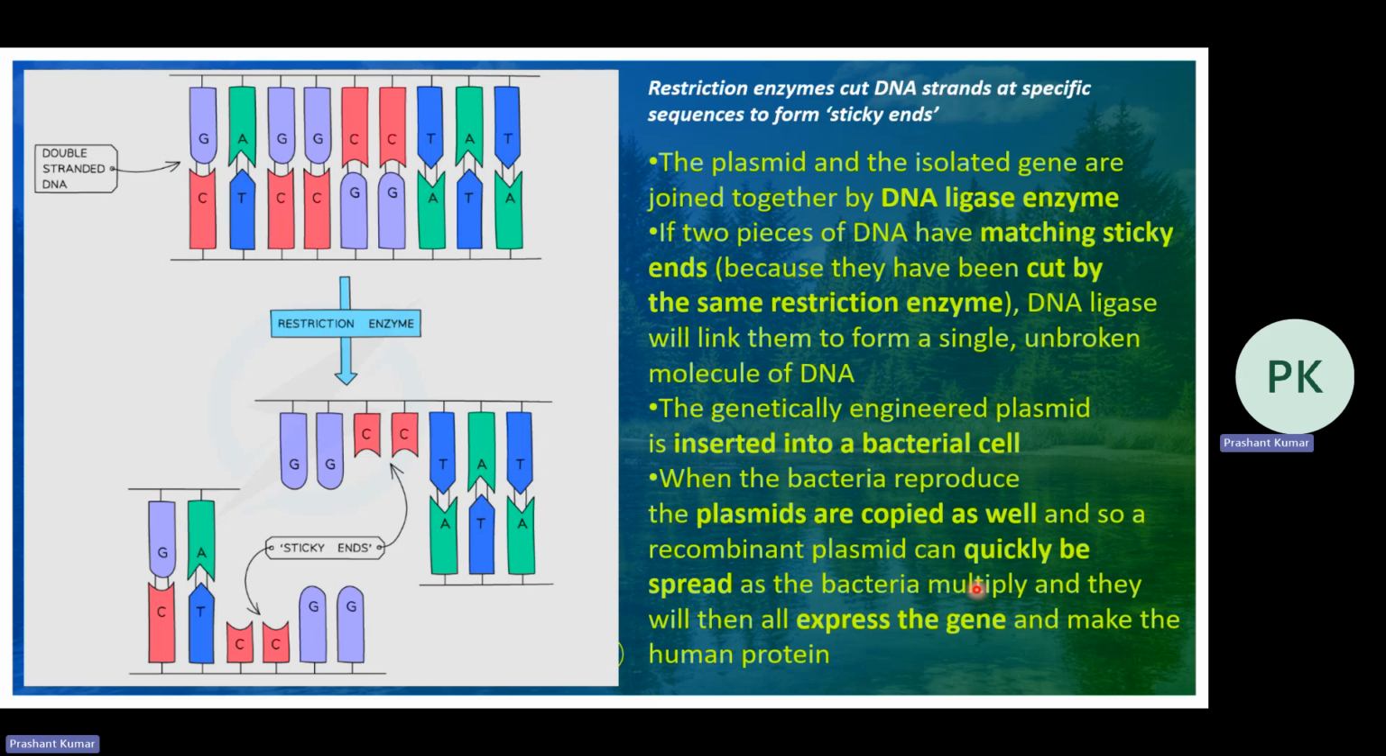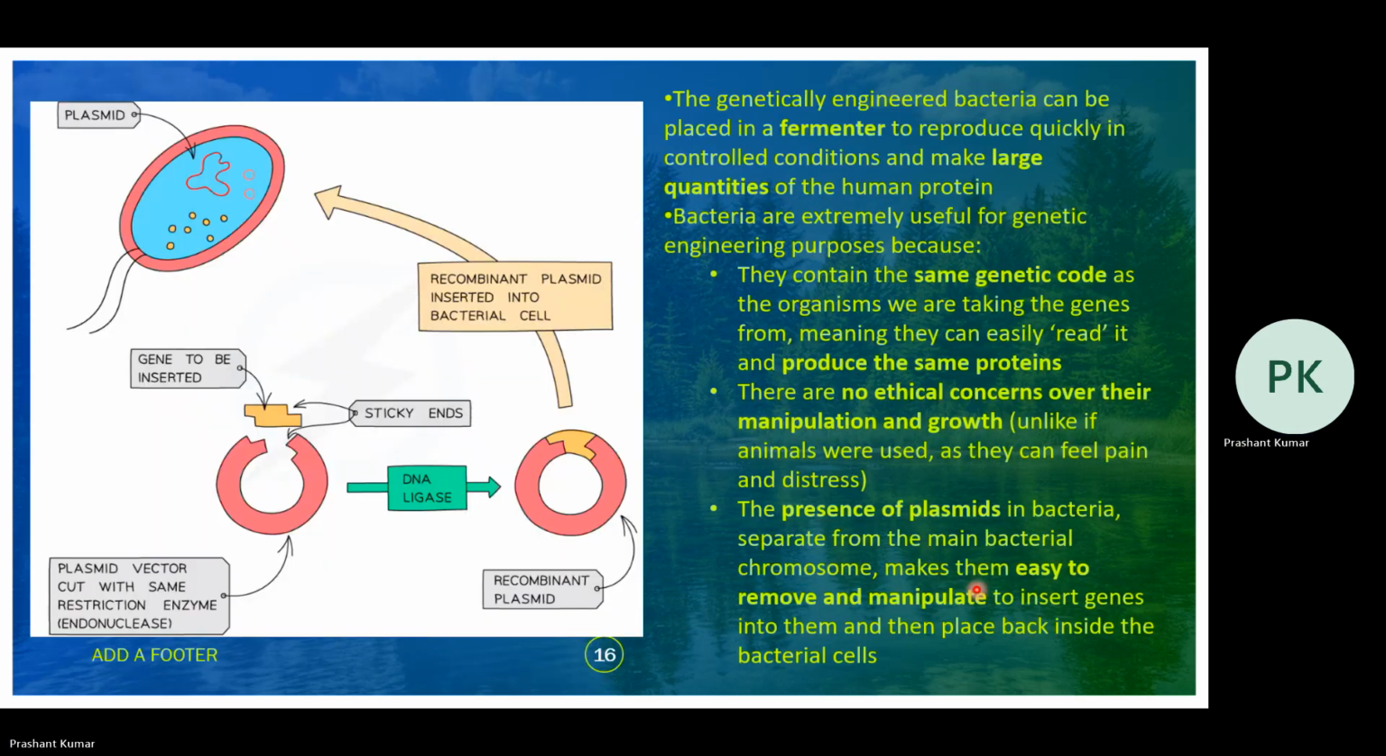If two pieces of DNA have matching sticky ends, ligase will link them to form a single unbroken molecule of DNA, right? So it's quite impressive and good work. The genetically engineered plasmid is inserted back into the bacteria, and they are allowed to reproduce, right? After a few months, you'll find a good number of them. The genetically engineered bacteria can be placed in a fermenter. If you want large-scale production, that can also be done, right?